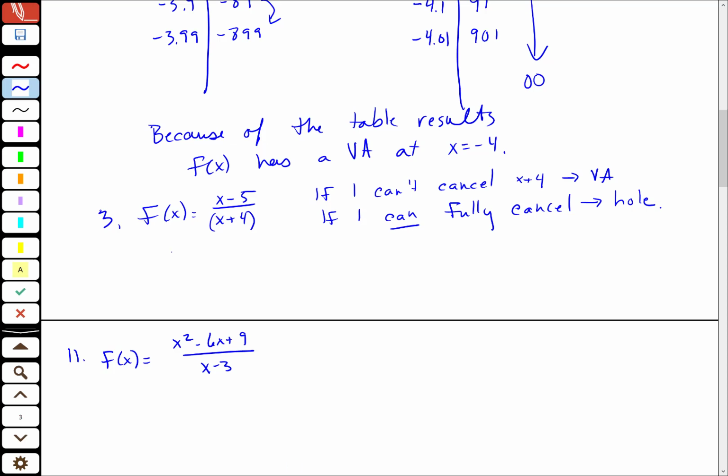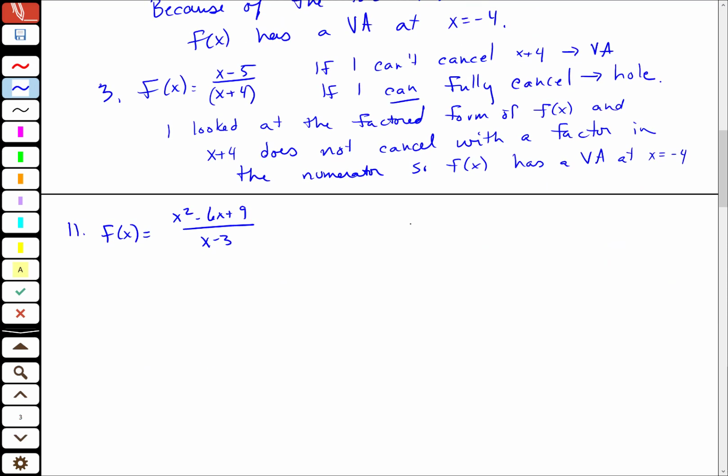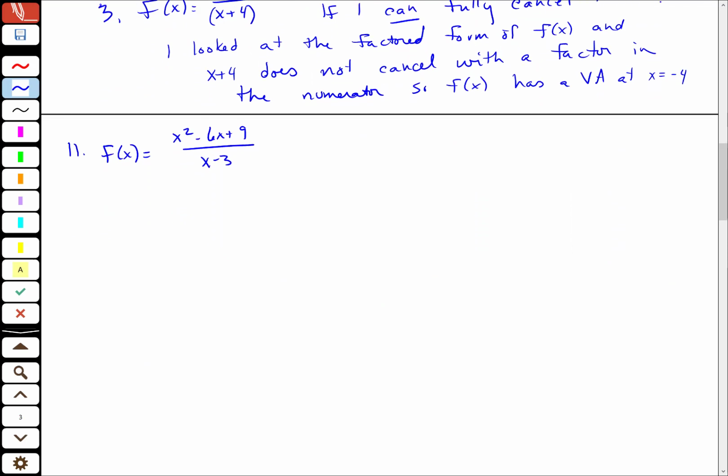So here the sentence would be, I looked at the factored form of f, and x plus 4 does not cancel with a factor in the numerator. So f of x has a vertical asymptote at x equal to -4. Okay? Okay, now we're going to look at this next example where it does cancel.